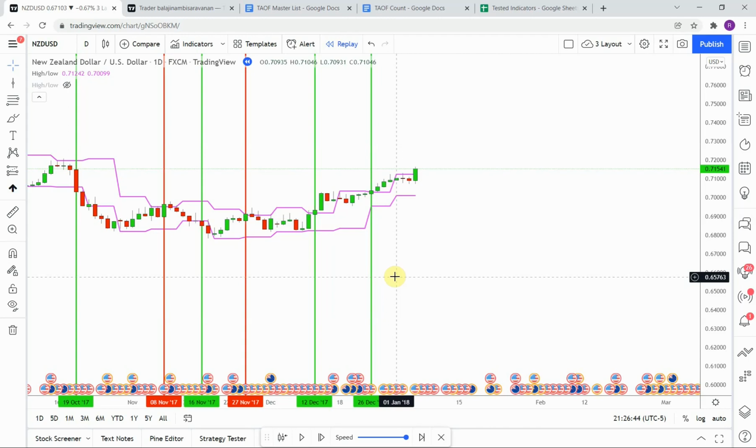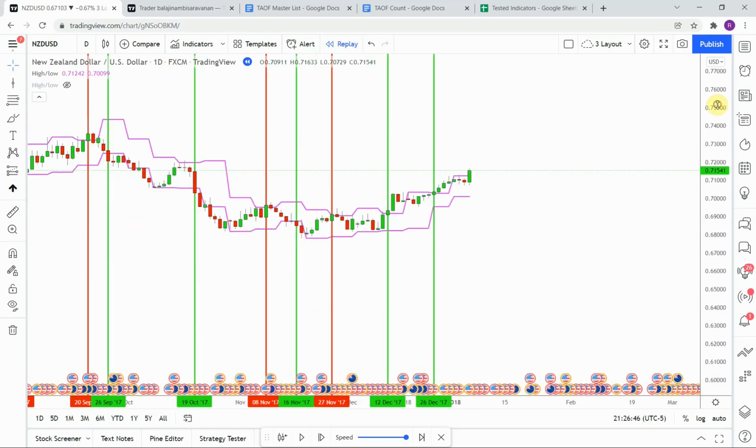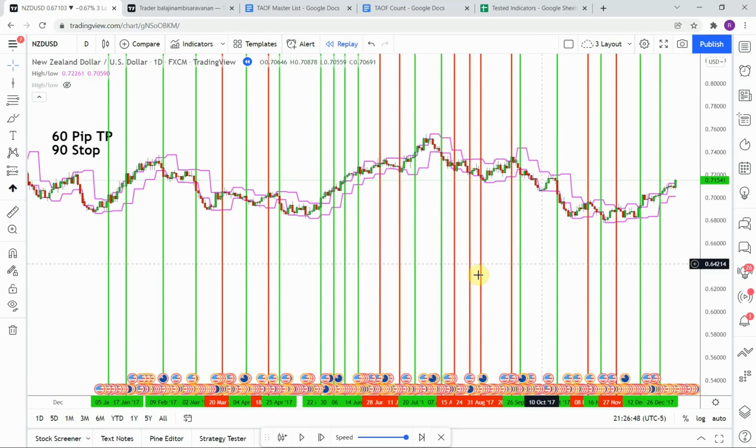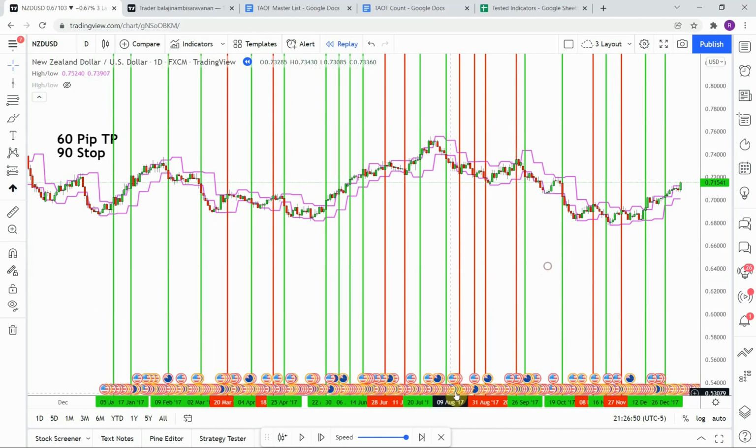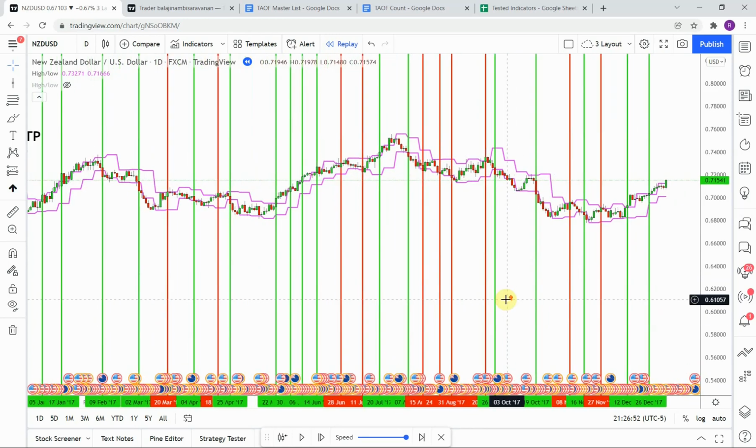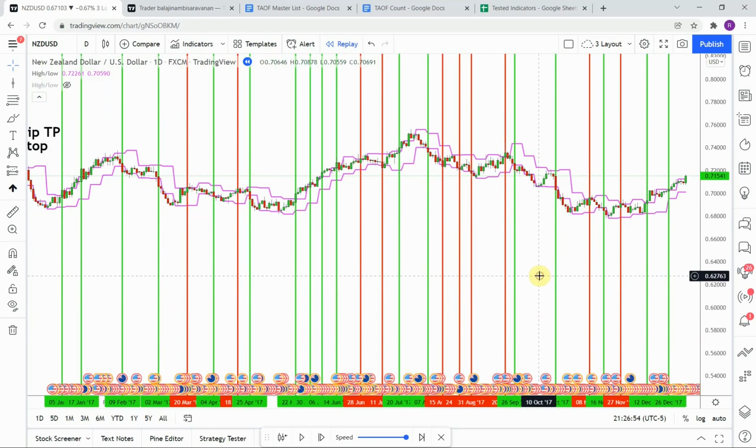All right, so let's go ahead and take a look at our indicator here. There to there. All right, so a really decent number of trades in the 1 year's time. Let's go ahead and count them out, see what we get.